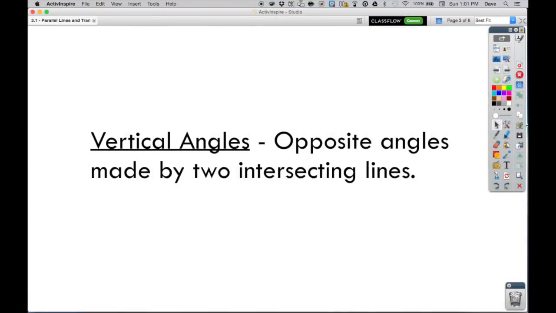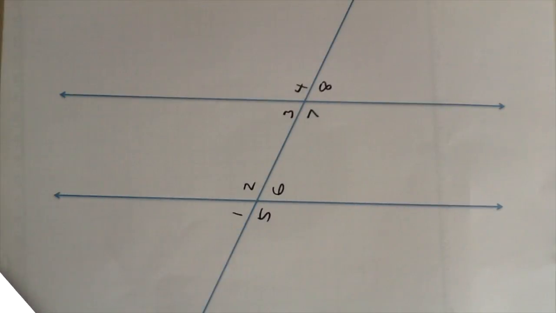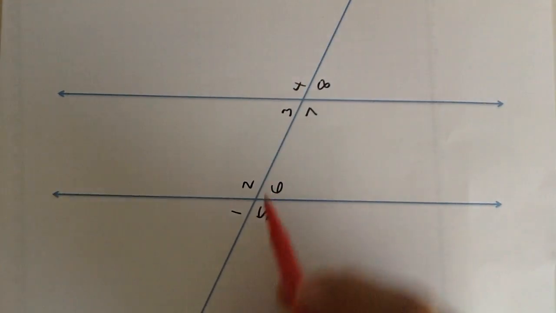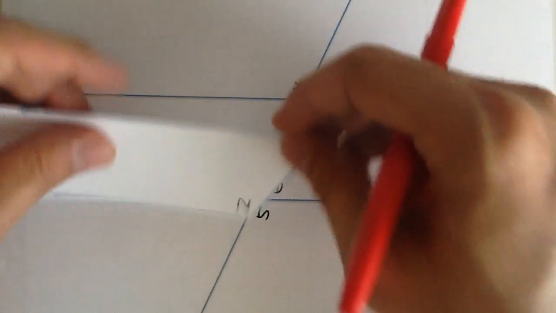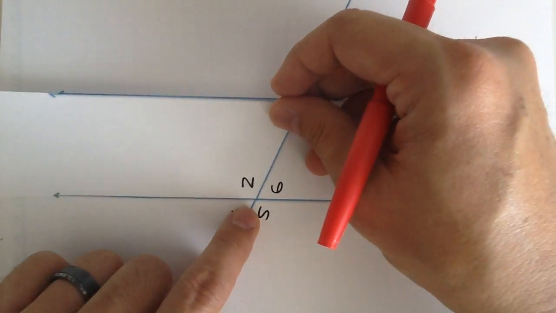Vertical angles: opposite angles made by two intersecting lines. Let's take a look at our examples from class. Other angles that we found that happened to be congruent were angles that were across from each other, like for example, number 2 and number 5 here. The way we can relate this back to transformations is to think about rotations.